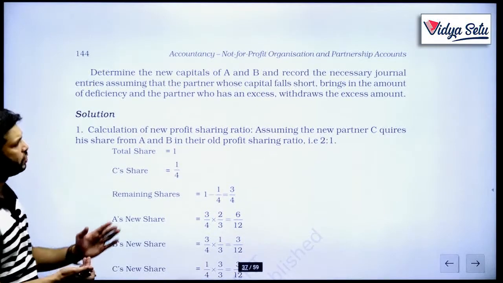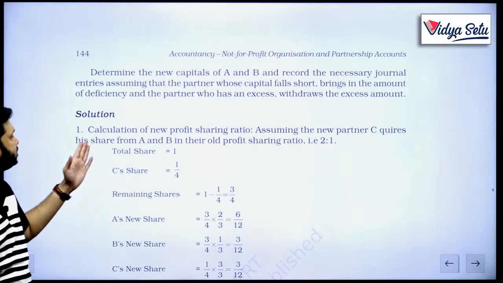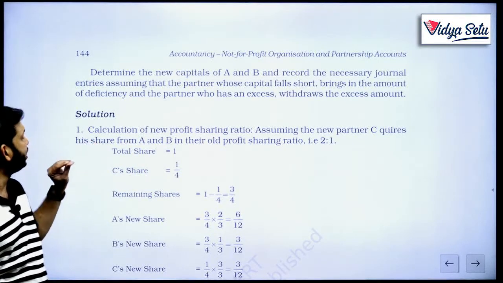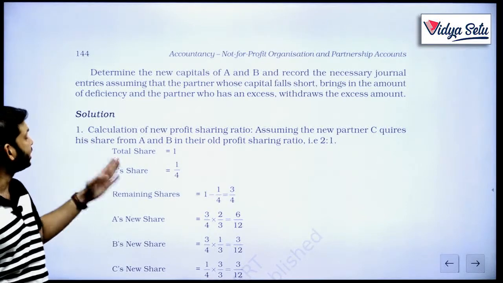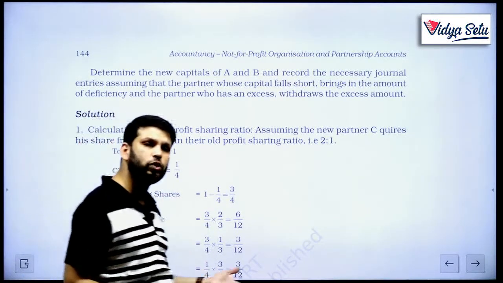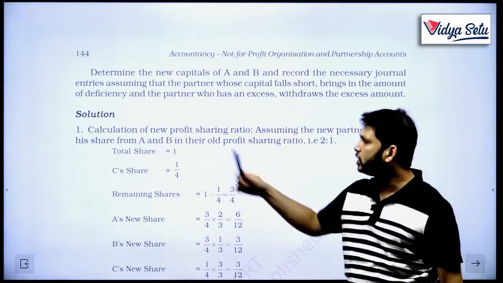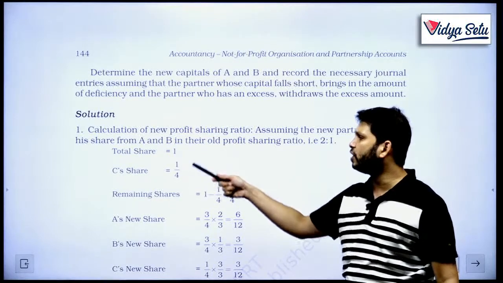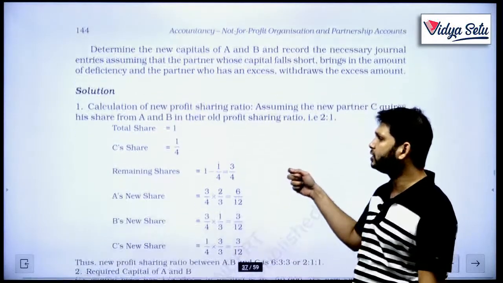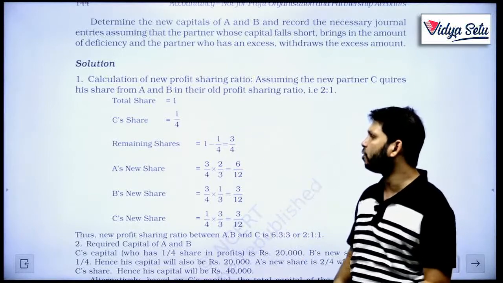So first of all, calculation of the new profit sharing ratio, assuming the new partner C acquires his share from A and B in their old profit sharing ratio. Why are we assuming that? Because nothing else has been mentioned. So the total share is 1, and C's share is 1/4. So how much is remaining for the old partners? 1 minus 1/4 is 3/4 remaining.